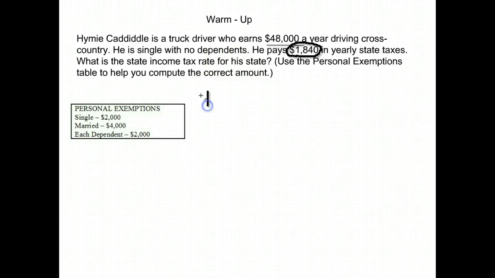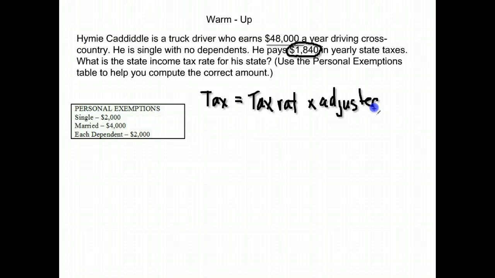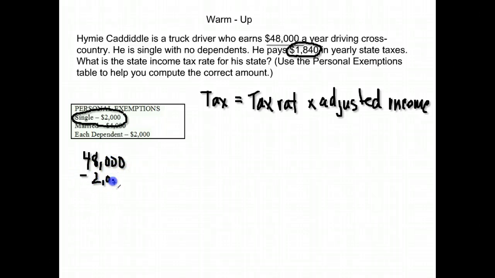Okay, so remember that our formula we're working with is that your tax is equal to your tax rate times your adjusted income. And when we say adjusted income, that means your income with any exemptions that you might have. Now, he is a single person with no dependents. So the only exemption he's going to get is this single exemption right here. So we would take his pay, subtract the $2,000. Okay, so now he's at $46,000.